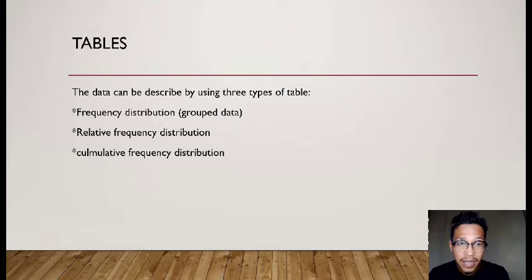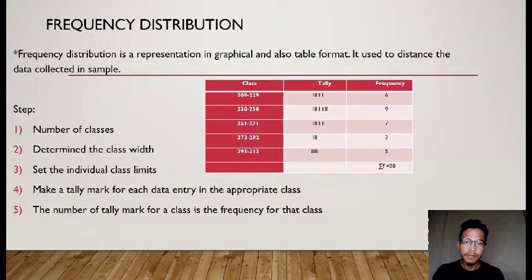Tables. The data can be described by using three types of tables. Firstly is frequency distribution, which is grouped data. Secondly is relative frequency distribution. And lastly is cumulative frequency distribution. Okay, firstly is frequency distribution. Frequency distribution is a representation in graphical and also table format. It is used to organize the data collected in a sample.